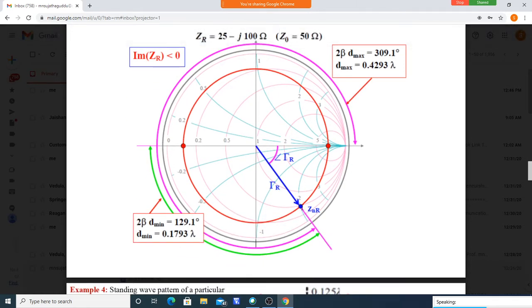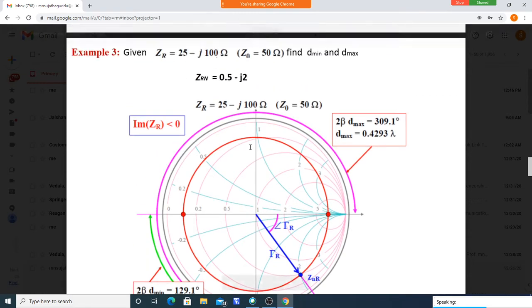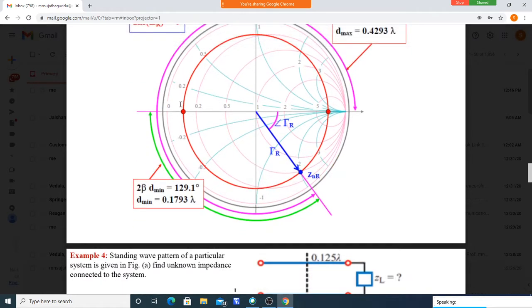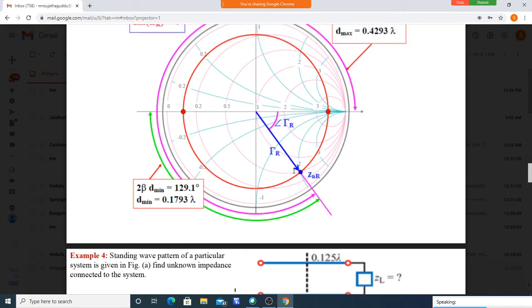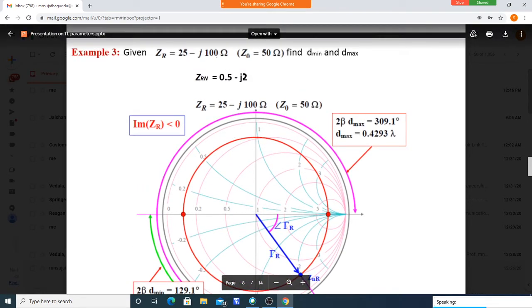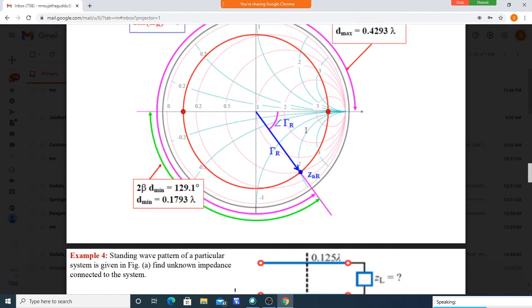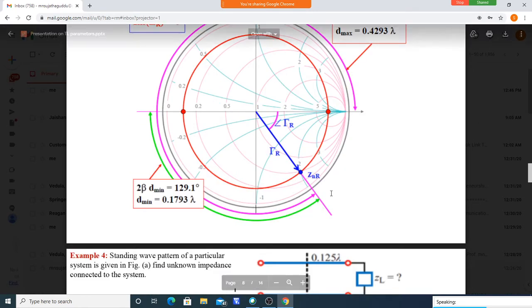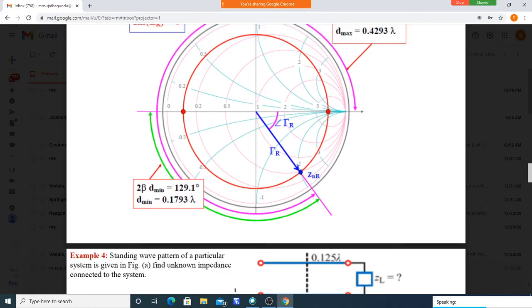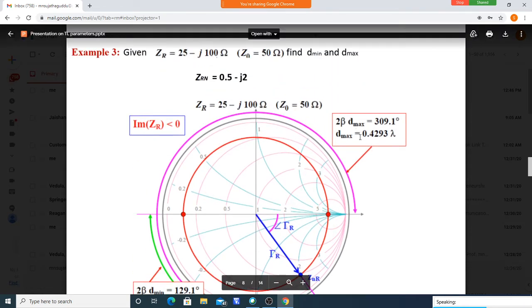So this is a point. It means the 0.5 circle. This is the 0.5 circle, R value 0.5, and reactance is minus j2, this is the minus 2 circle. The intersection of those two is this point. So that is the normalized impedance, 0.5 minus j2. We mark it like this. This is one.